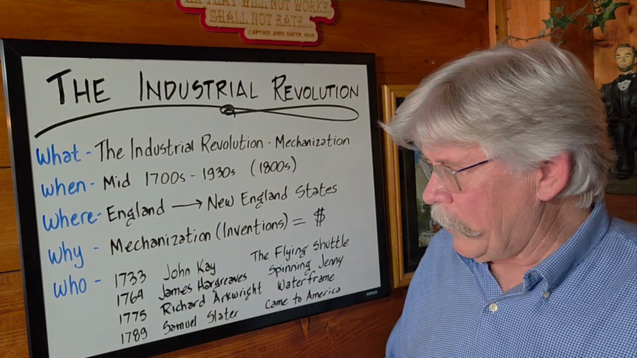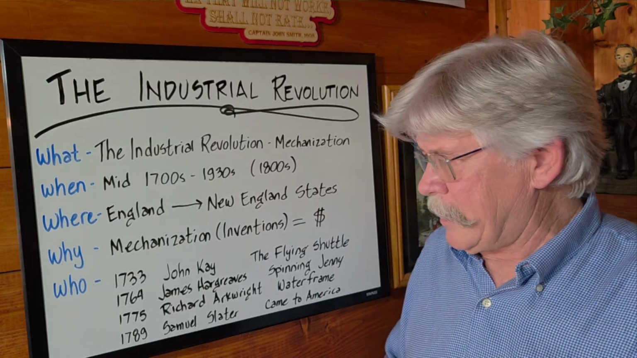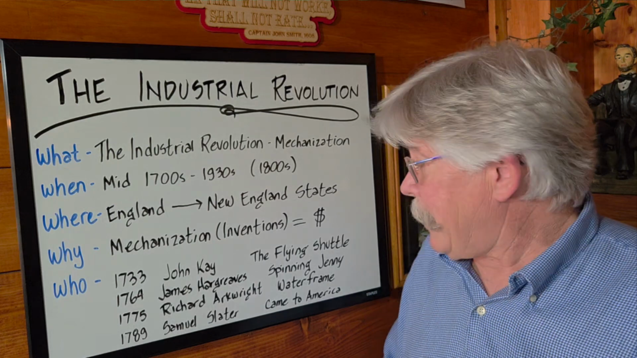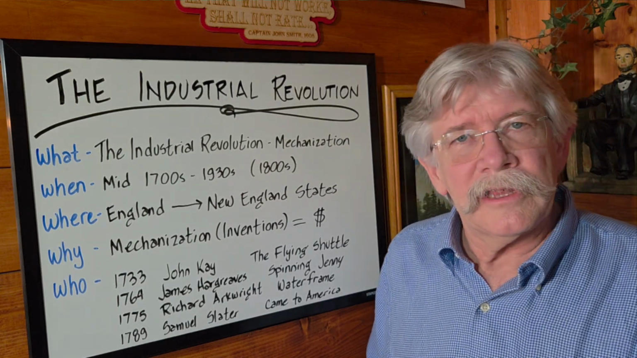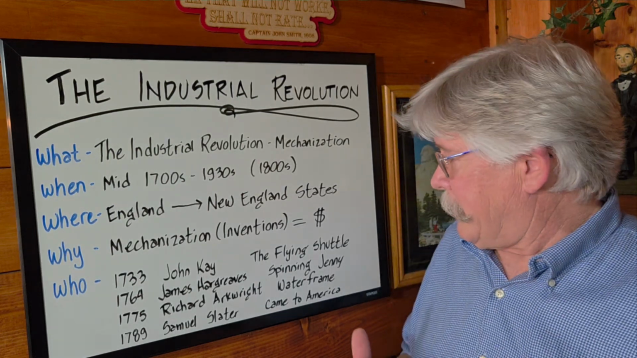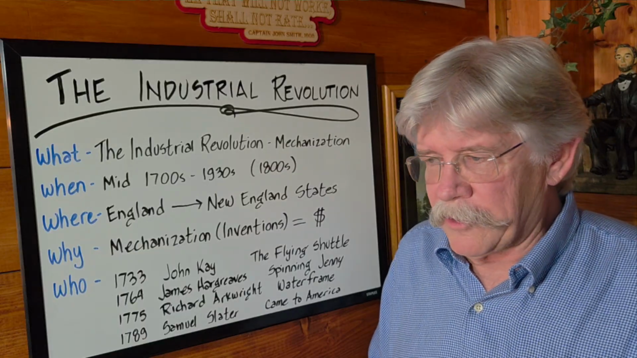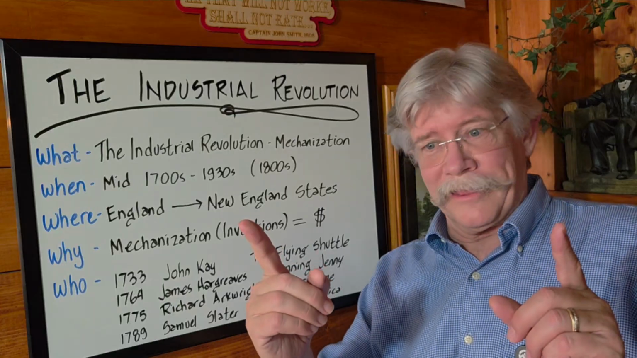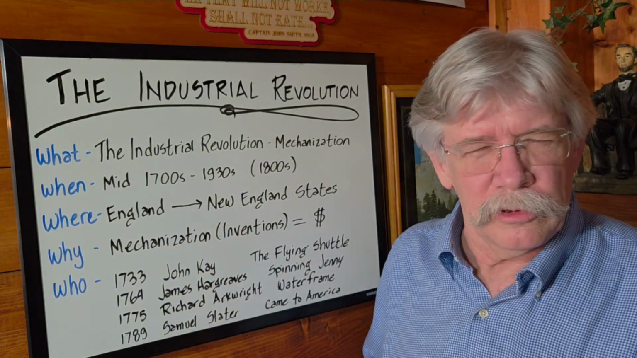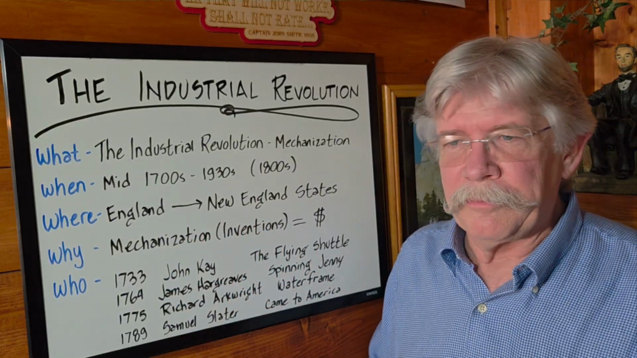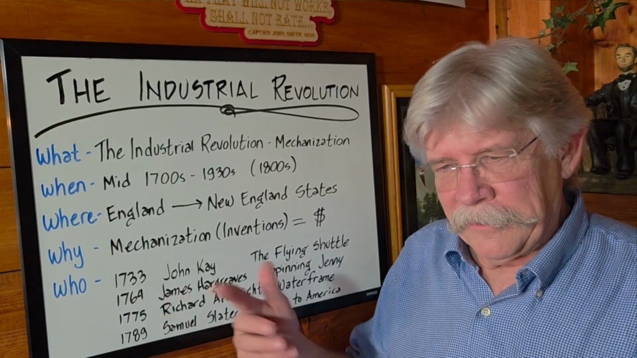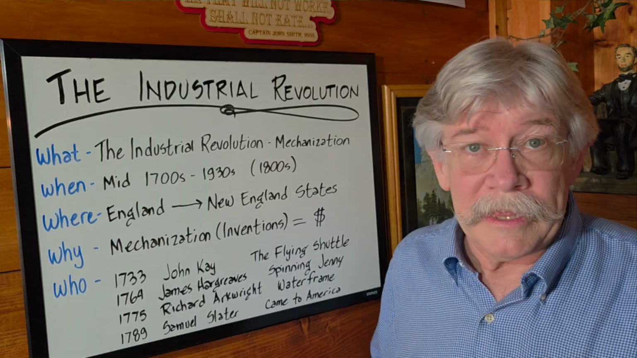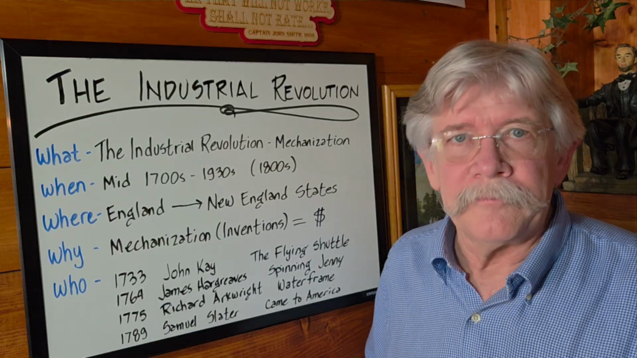Who? There's a couple of people we're going to concentrate on, but we have to start really in 1733. A man by the name of John Kay invents a device called the flying shuttle, and the flying shuttle is a way of weaving cloth. It's a little wooden sled. It looks kind of like a shoe. I will show you a picture of one in the episode as we're coming up here, but it makes weaving cloth really fast and really easy.